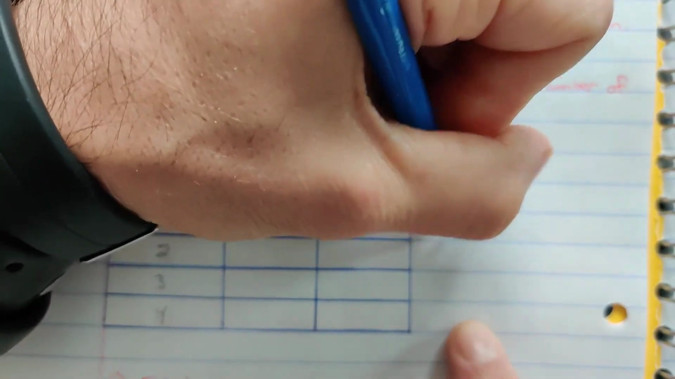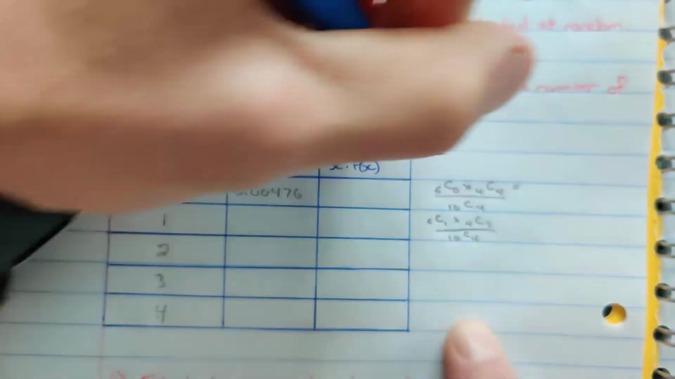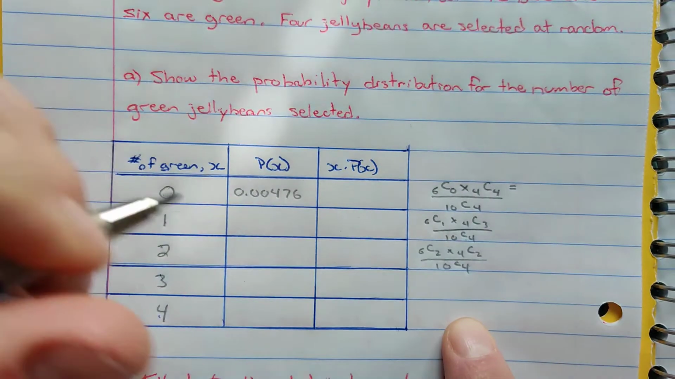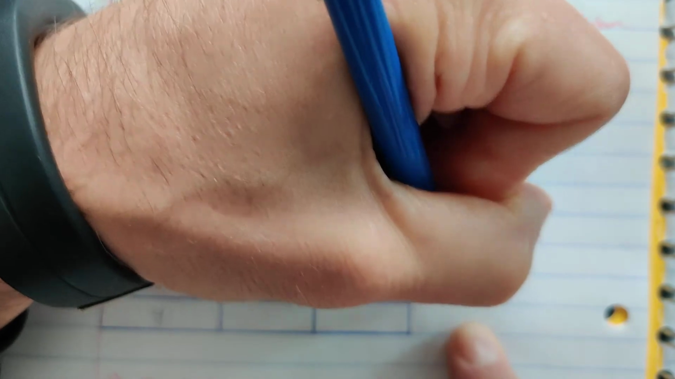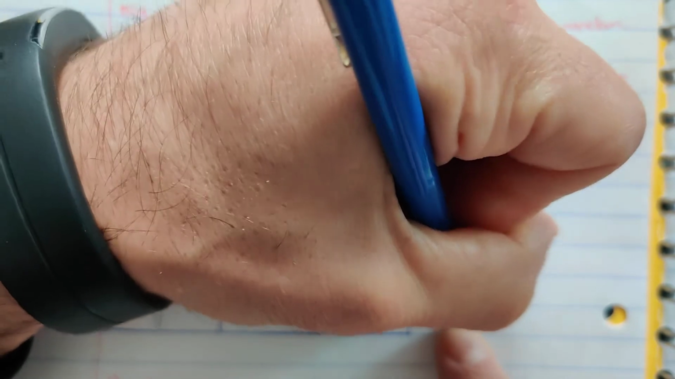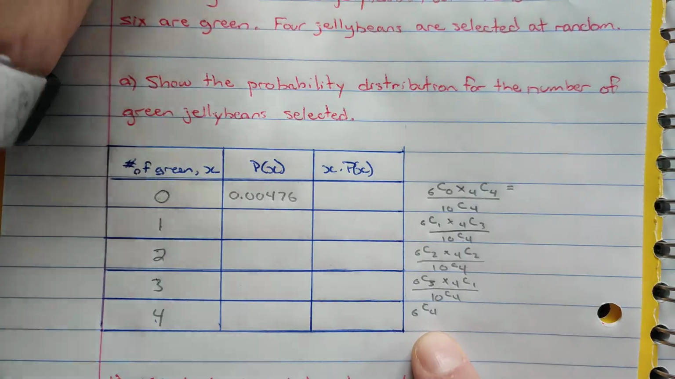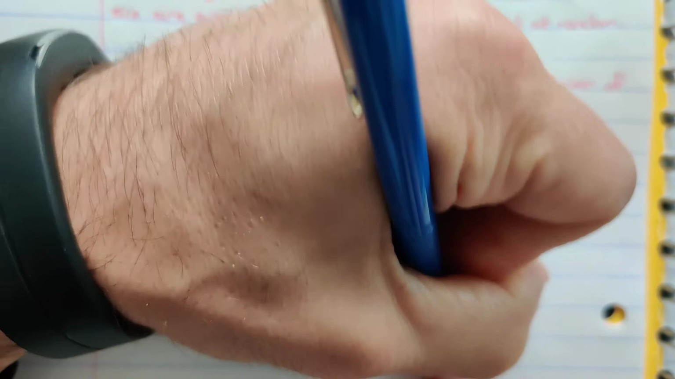We're going to do the same thing all the way down. 6 choose 1 times 4 choose 3 over 10 choose 4. 6 choose 2 times 4 choose 2 over 10 choose 4. 6 choose 3, selecting 3 green jelly beans, times 4 choose 1 blue jelly bean, over 10 choose 4. And finally, 6 choose all 4 of the jelly beans being green times 4 choose 0, having no blues, over the 10 choose 4, the total ways.